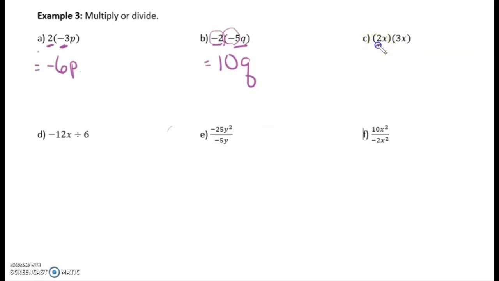For c, we have 2x times 3x. The coefficients are 2 and 3. When we multiply those, we get 6. And then we have x to the 1 and x to the 1. As a recall of exponent laws, if we have x to the 1 times x to the 1, we're actually adding these two exponents, so we get x squared.